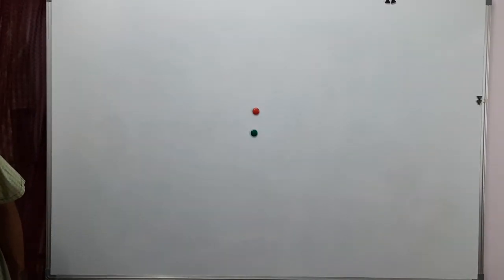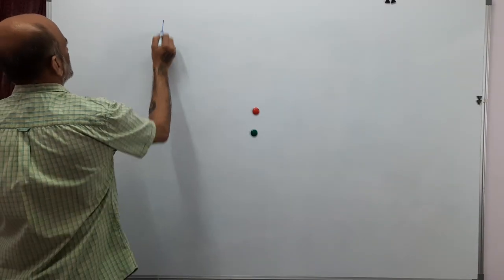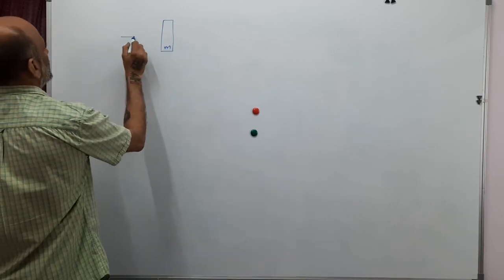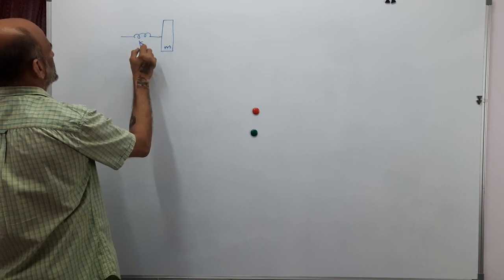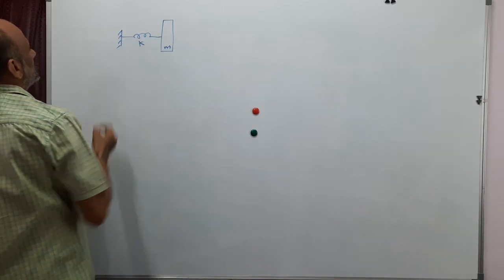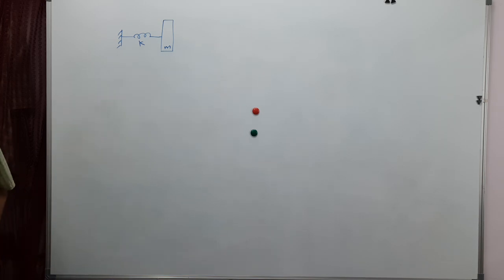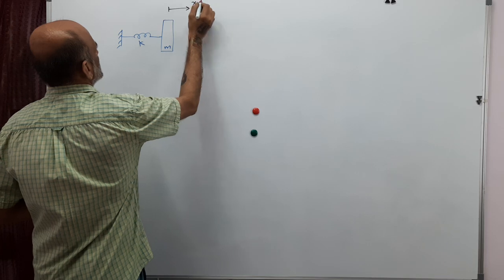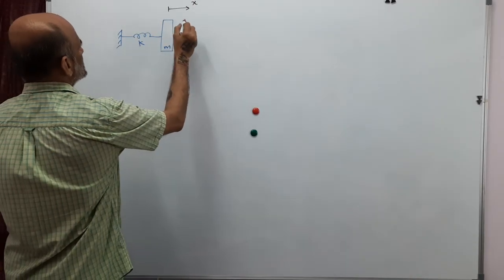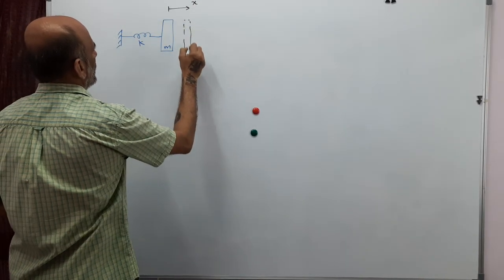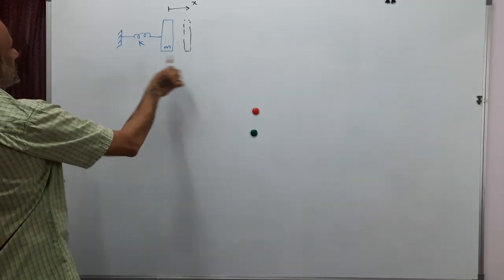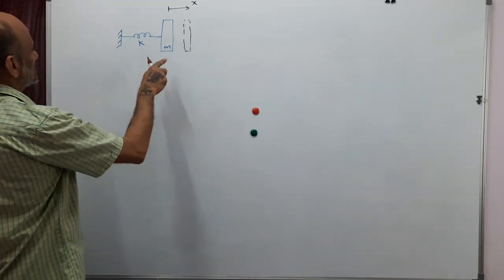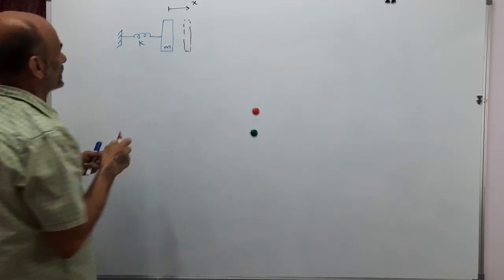Next basic concept is simple harmonic motion. There is a mass m here connected to a spring of spring constant k, and there is a fixed support. So there is a relaxed position. From this relaxed position, this is the x direction, this is the origin of the x axis. If I displace it and then I leave it, it will start oscillating. So that is SHM, and the force acting on this mass will be k into x.